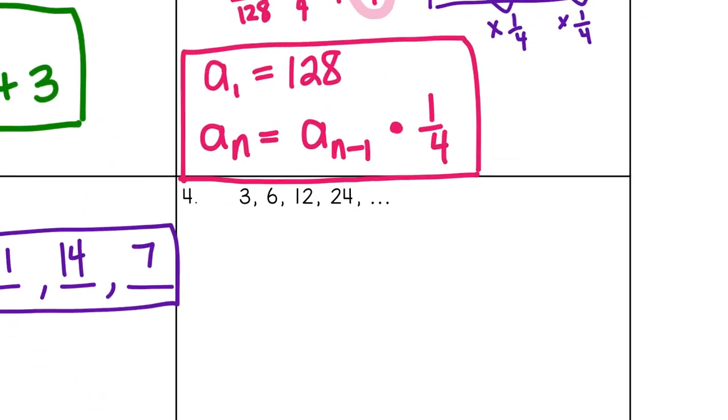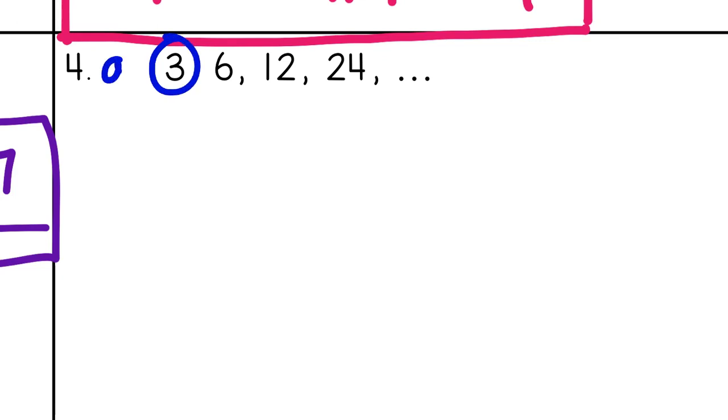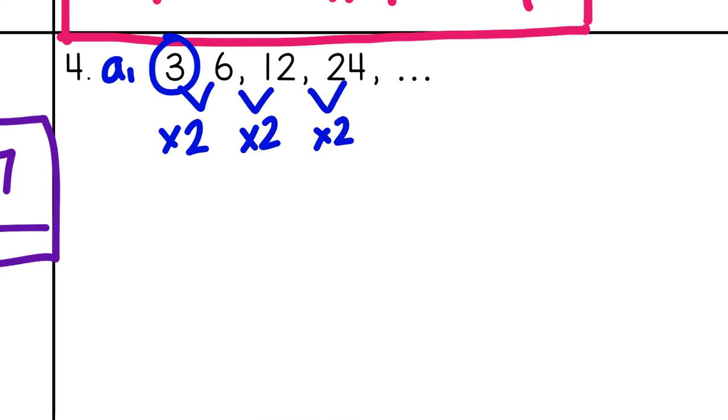And one last example. 3, 6, 12, 24. So like we said before, first number is a sub 1 because it's the first number. Now to get from 3 to 6 by multiplying, what would you have to multiply it by? Good, it'd be times 2. Then from 6 to 12, you have to multiply by 2 again, so times 2. And then 12 times 2 equals your 24. So that 2, that is our common ratio.